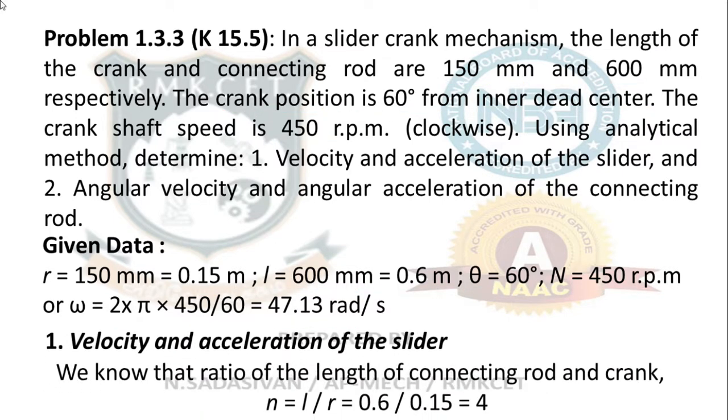So first part of the problem, velocity and acceleration of the slider. Before that I have to find out the obliquity ratio. n is equal to L by R. So this is a well known formula. n is equal to L by R, 0.6 by 0.15. So therefore n is equal to 4. That's very simple.